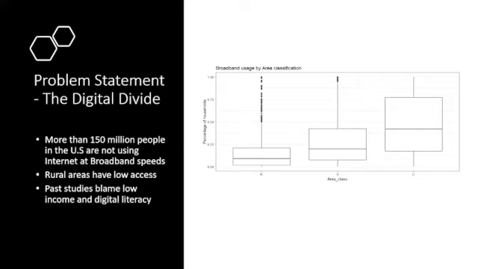The problem statement is mainly on the demand side of broadband, but we already know that the access gap is pretty apparent in the United States. There are rural areas which, because they are low density markets, telecom providers don't want to provide high speed internet to, and because of that, a huge percentage of the United States population does not use internet at broadband speeds. Some past studies have blamed underserved or unserved areas as places where there's low income and low digital literacy.